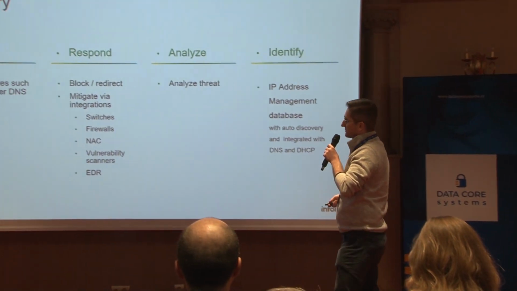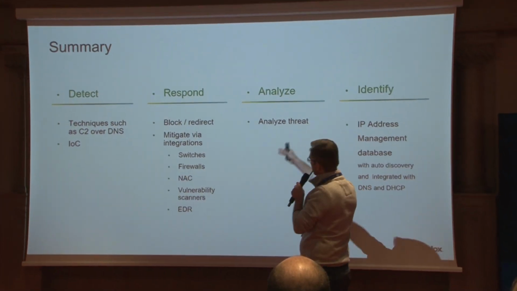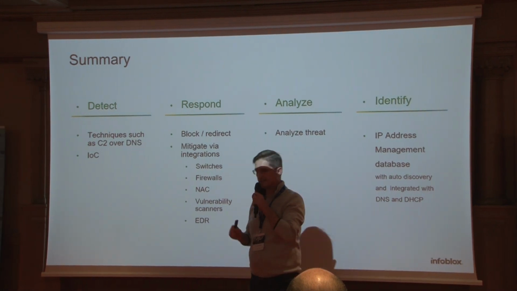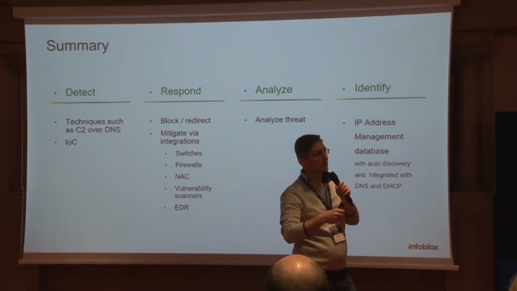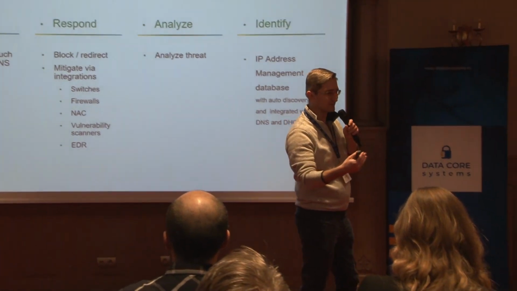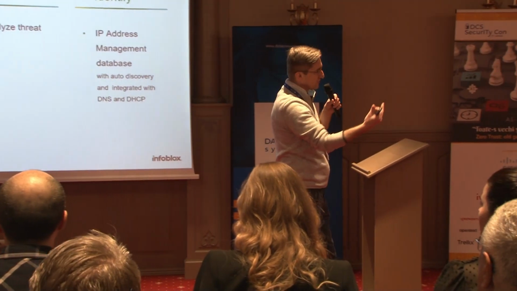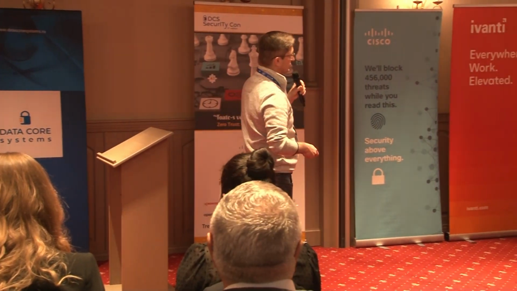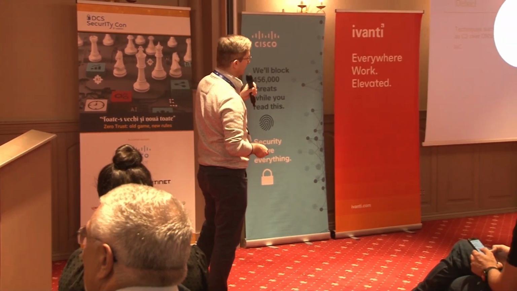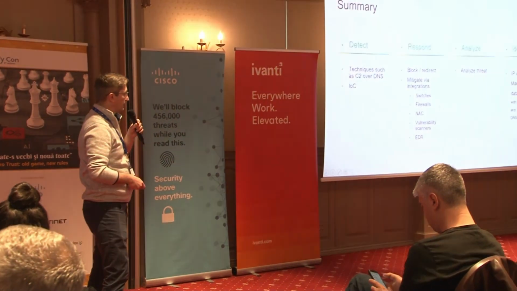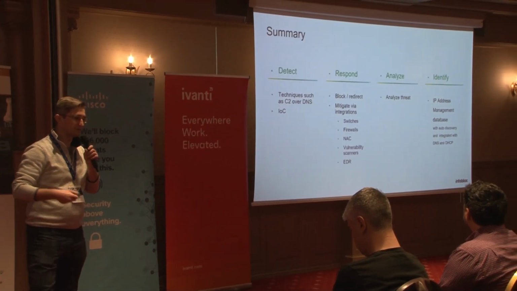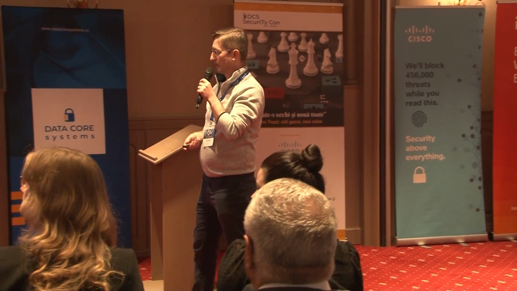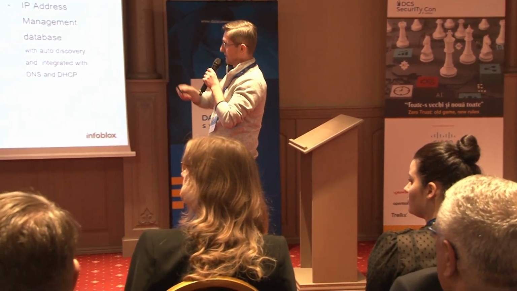Okay, so to summarize, we do several things. We detect, specifically based on techniques, not only IOCs, but we also provide, of course, lists of malicious domains and IP addresses. So yes, you can block based on reputation. You can respond because the DNS resolver can block or redirect. You can also mitigate via different kinds of integrations, like with Cisco ISE, let's say. You can mitigate via firewalls by sending requests to them as well. So you can do more than only DNS.